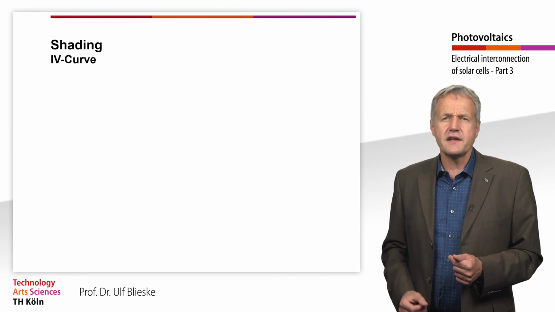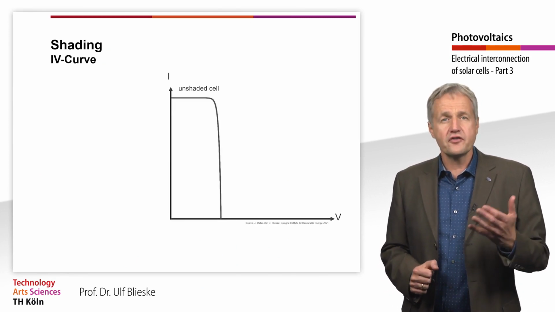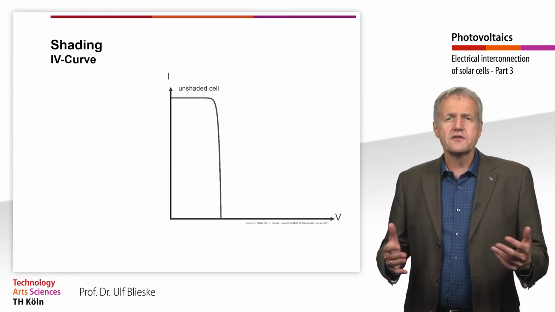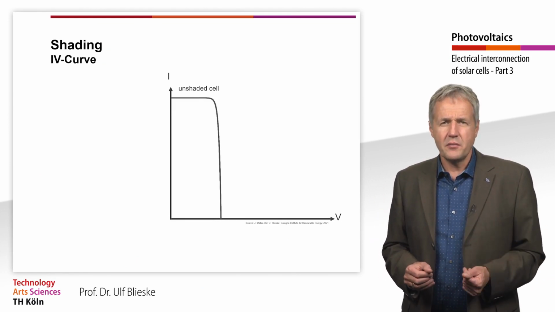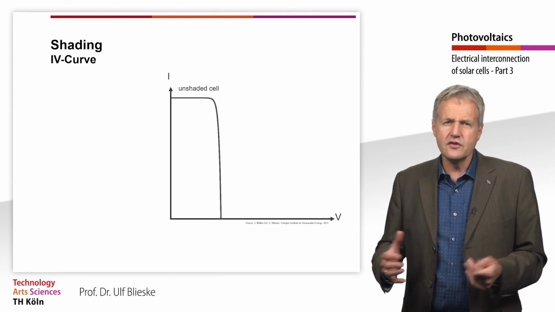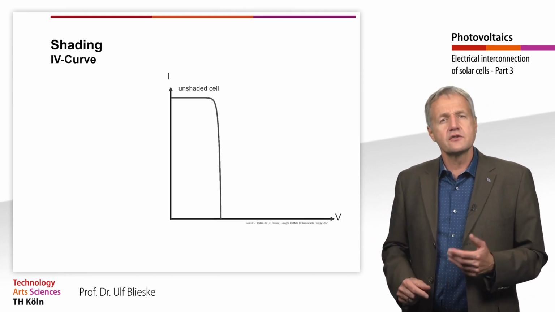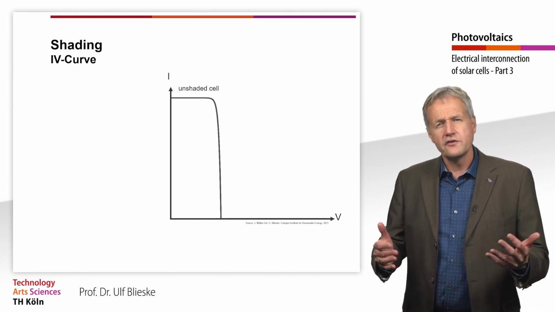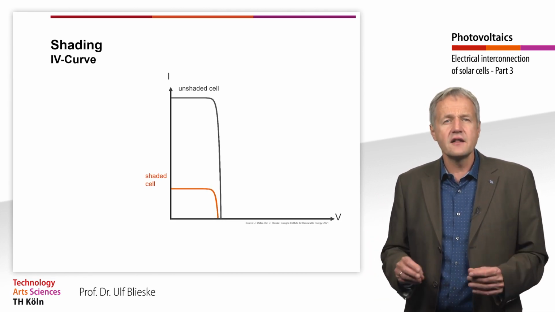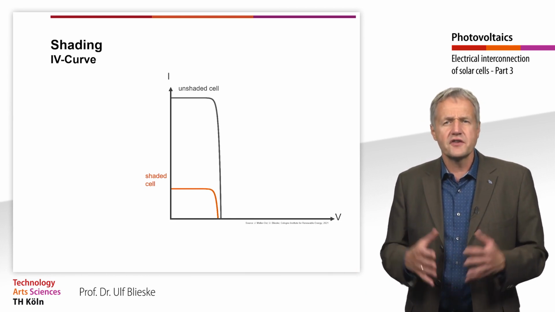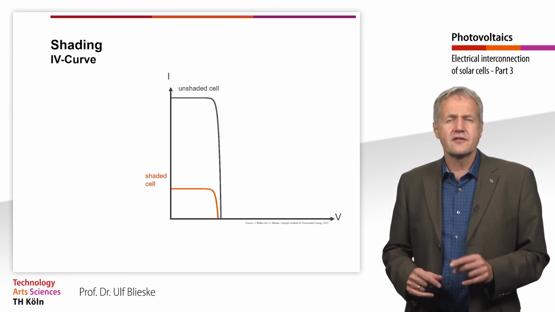Let's see how shading affects the characteristic of a string. The short circuit current is proportional to the irradiance as mentioned above. Let's assume that the irradiance decreases by 75% due to shading. So the short circuit current of the shaded cell drops to 25%. The open circuit voltage of the shaded cell also drops slightly.